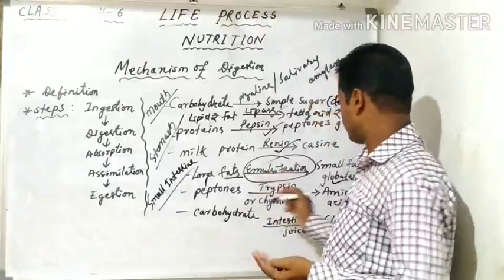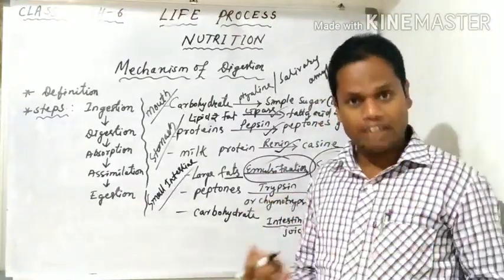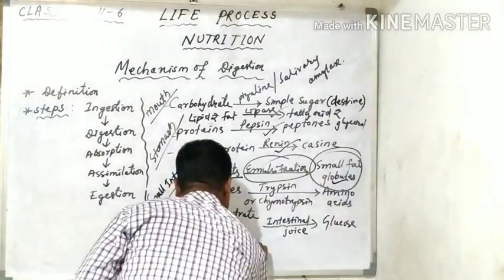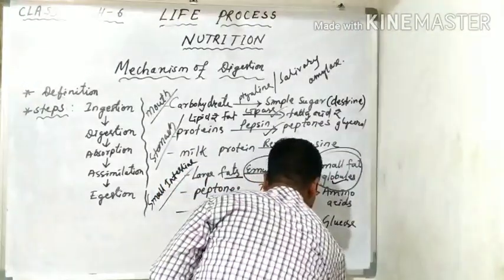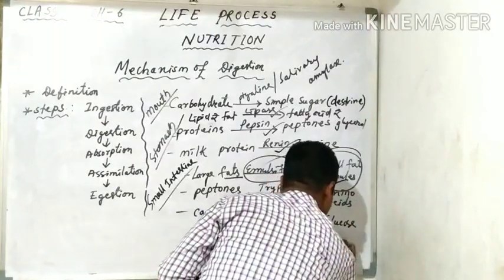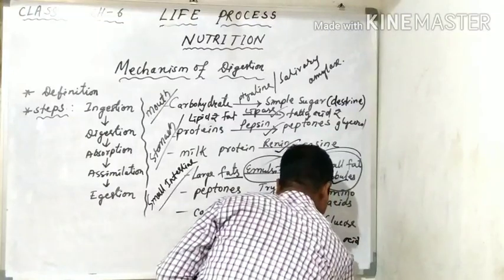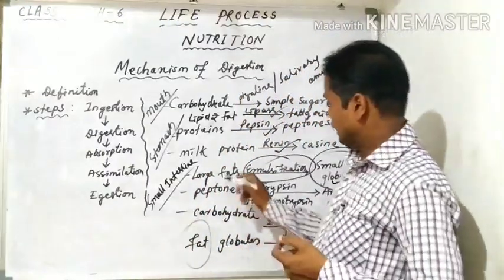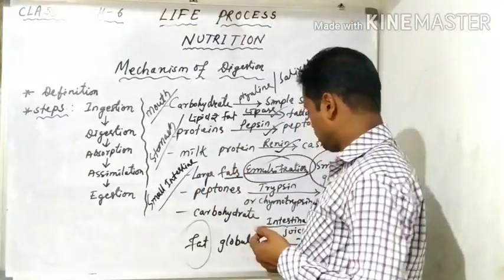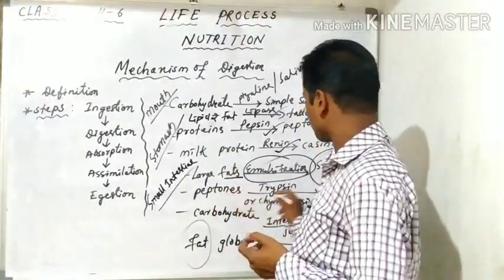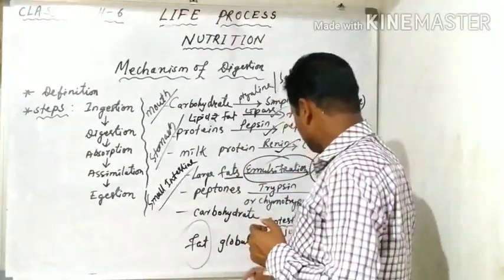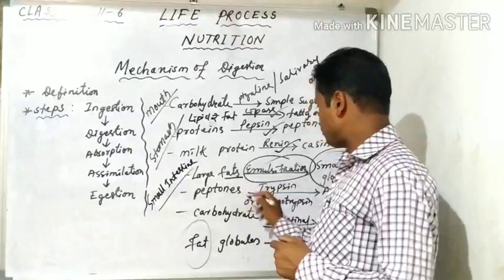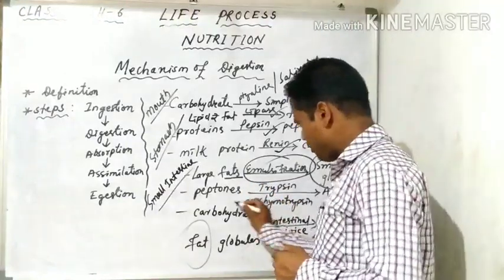In a further step, these small fat globules are converted into fatty acid and glycerol in the duodenum. Okay. In the duodenum, what happens? By the action of lipase and trypsin, the fat converts into fatty acid and glycerol, and peptones convert into amino acids, and the remaining carbohydrates.